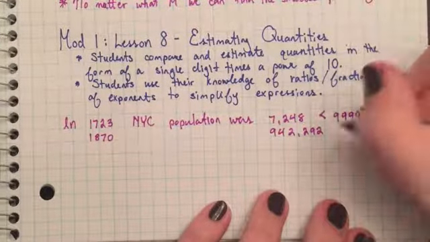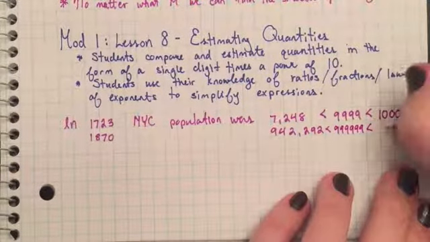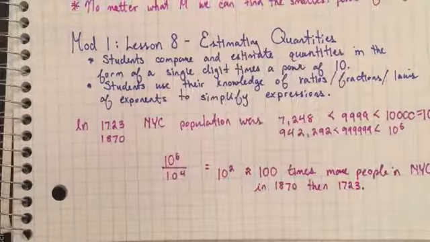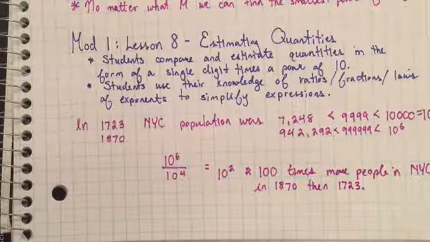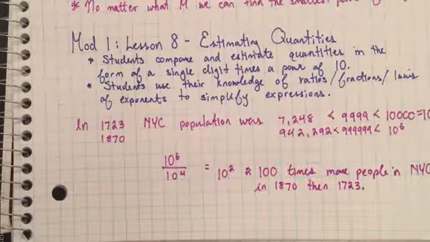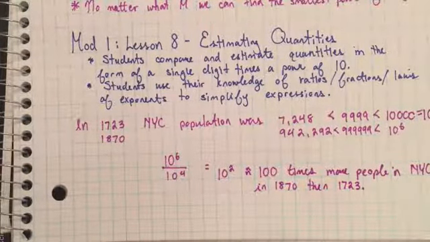So that's 10 to the fourth power. I could do something similar with my second value, which brings me to approximately 10 to the sixth power. 10 to the sixth divided by 10 to the fourth gives me 10 squared, or approximately 100. So that means there's 100 times more people in New York City in 1870 than in 1723.